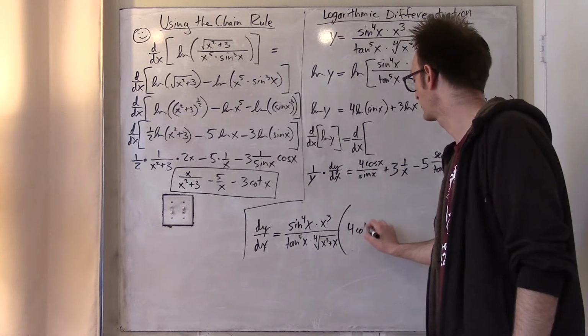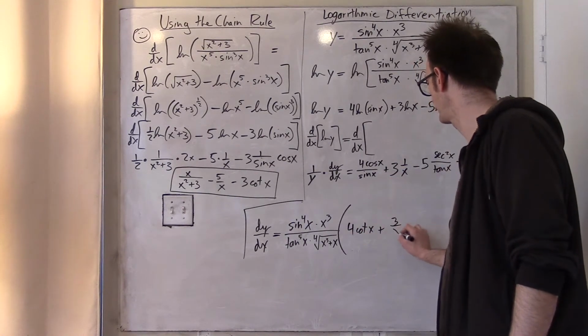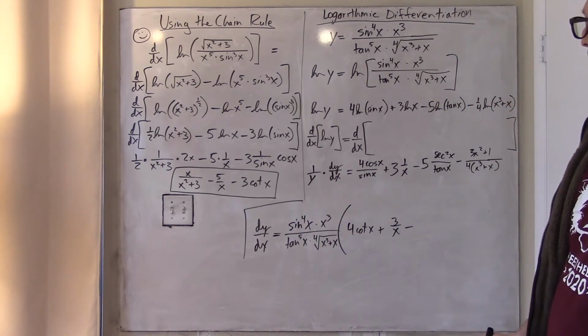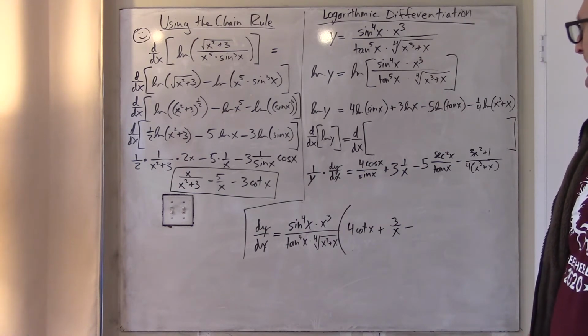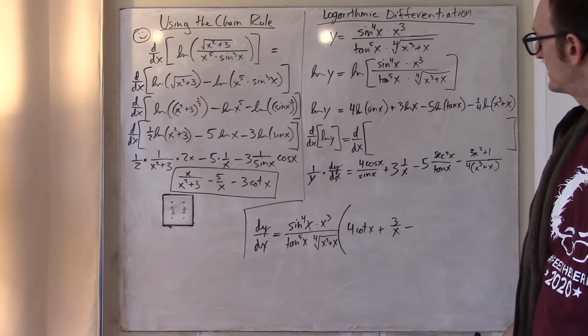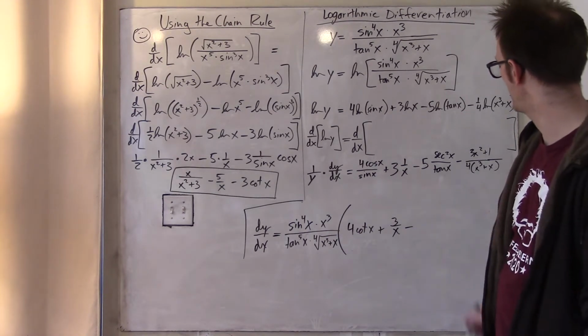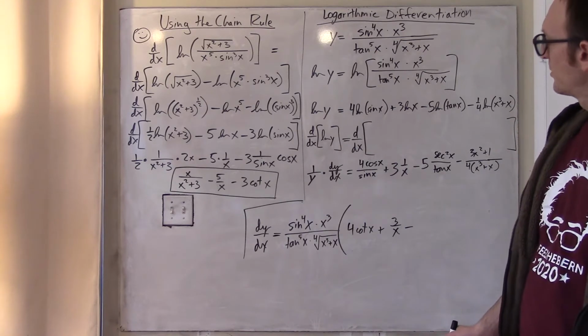So 4 cotan x plus 3 over x minus, does that simplify nicely? Sine over cosine, 1 over cosine squared. I guess I can cancel the cosine. So that's like secant over sine or some such. I don't really feel like doing this. Sine over cosine.